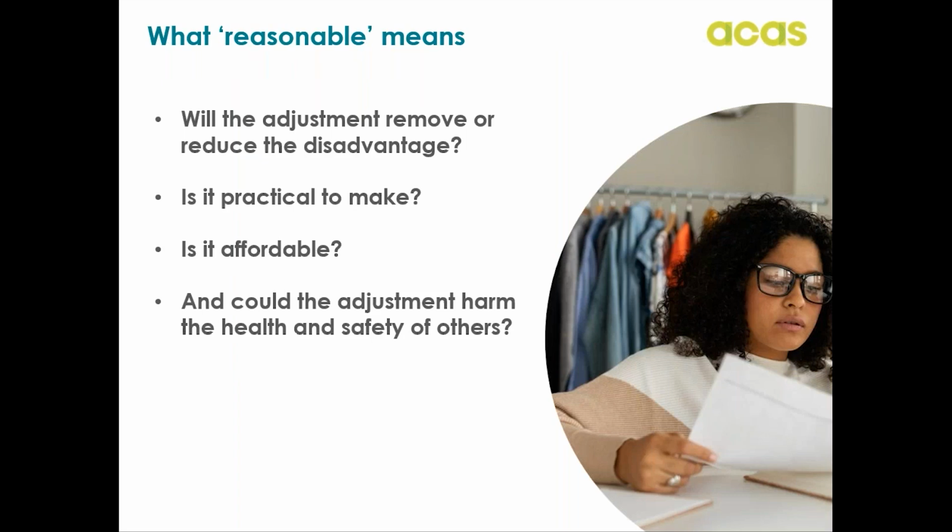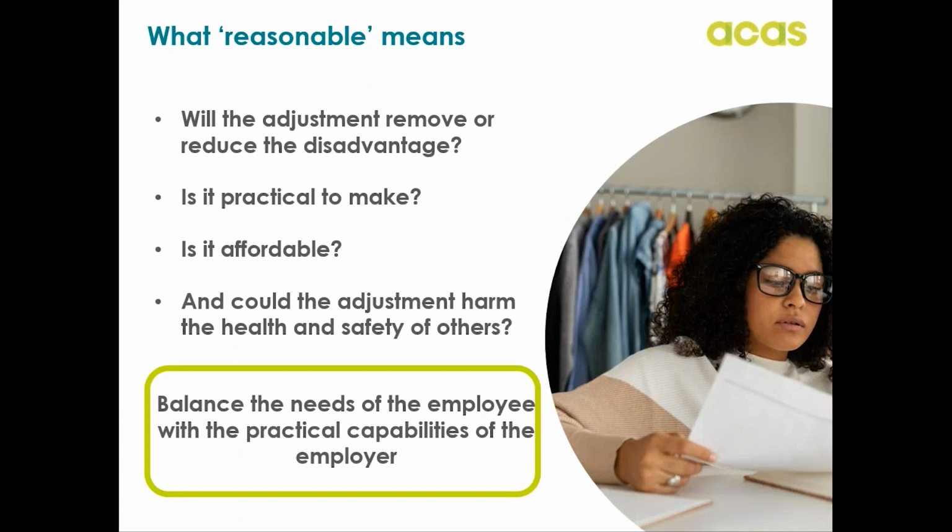And finally, is there a possibility the adjustment could harm the health and safety of others? For example, someone may require specialist electrical equipment. The equipment may increase the risk of an electrical hazard or obstruct walkways. To address those concerns, an employer should have an electrical safety assessment conducted and review the workplace floor plan to see if there is a suitable place for the equipment to be set up before refusing the request and consider alternatives. A reasonable adjustment should balance the needs of the employee with the practical capabilities of the employer.